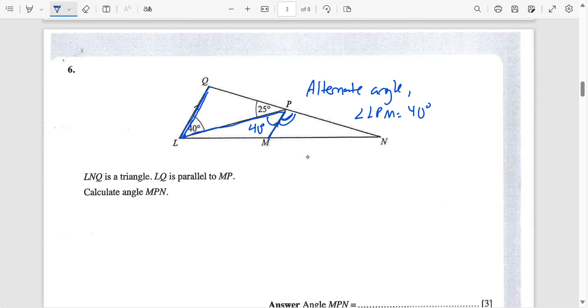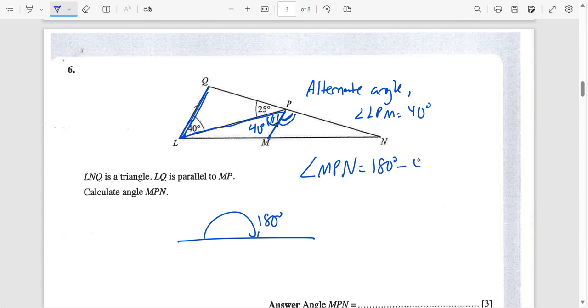Okay, so to find the angle MPN, since you know that this is 40, you use the angle on a straight line. Always remember angle on a straight line is 180 degrees. So I just take 180 degrees, take away 40, take away 25. That will give me my angle MPN, which is 115 degrees. Okay, 115.